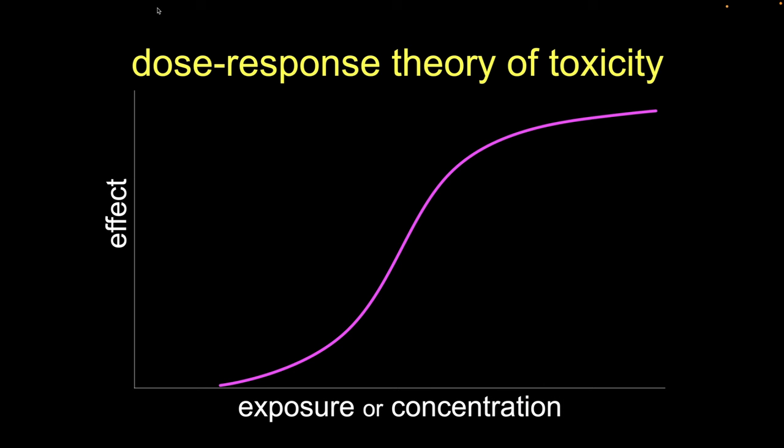The point is that at low exposure, there's low effect. Over here, high, high. And if the effect that we're talking about is lethality, is death, that means there's some concentration over which you're definitely going to die, or the vast majority of the population exposed will die. And it also means there's some level of exposure down here that we as a population could be exposed to, and we wouldn't have any bad effects.